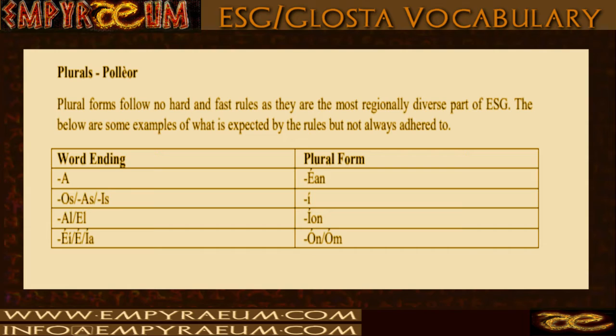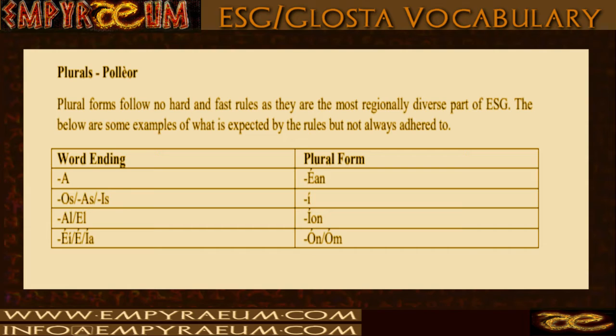Below are some examples of those that do follow the rules. So any words ending with a, the plural form is ean. Those ending in os, as or is end with the plural form of I. Those ending with al or el end with ion, and those ending with ei, e or la end with on or om. Quite simple really if you think about it like that.